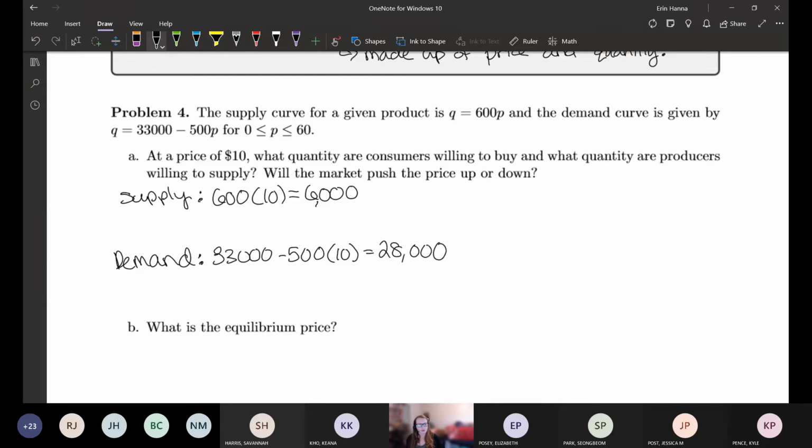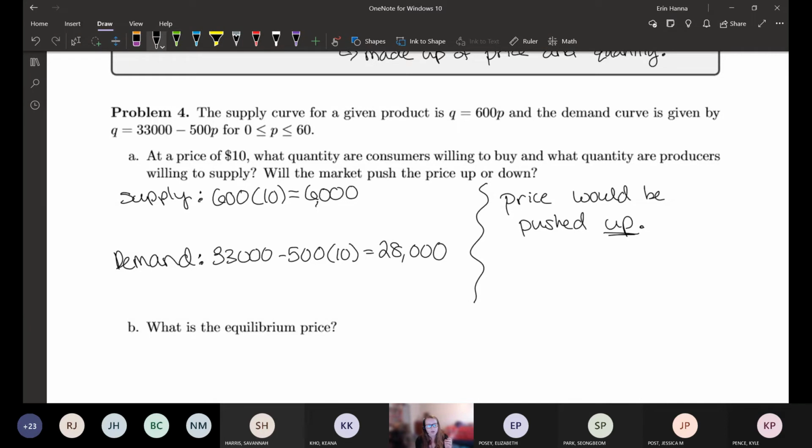So this is a situation where the demand is higher than the supply. We only have 6,000 to give, but 28,000 people want it. So there's going to be quite a lot of people who are upset that they don't get whatever this product is. So essentially what that would mean is this would push the price up.